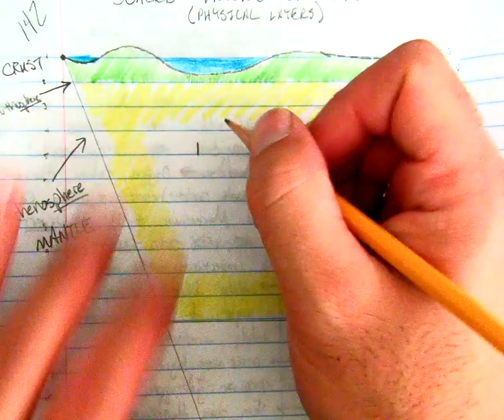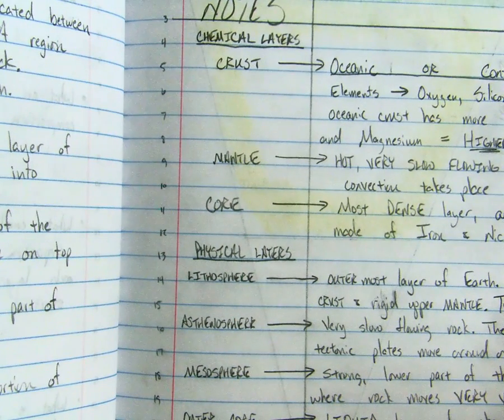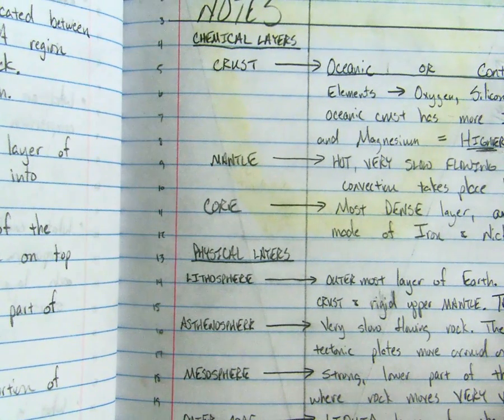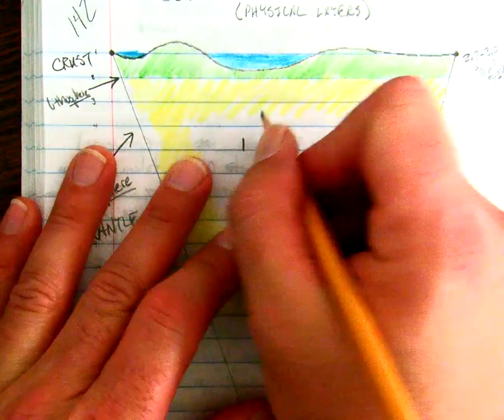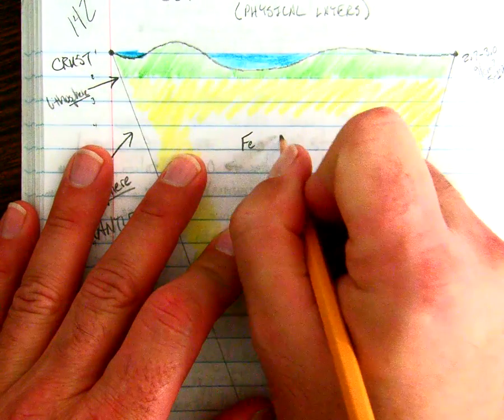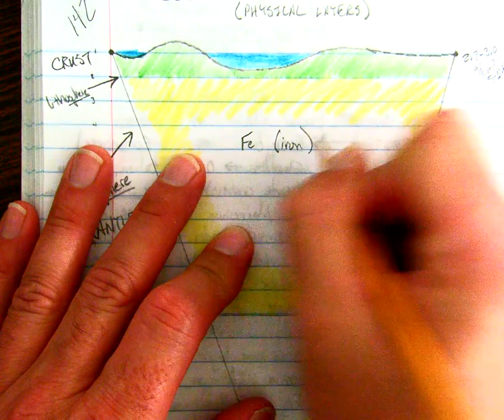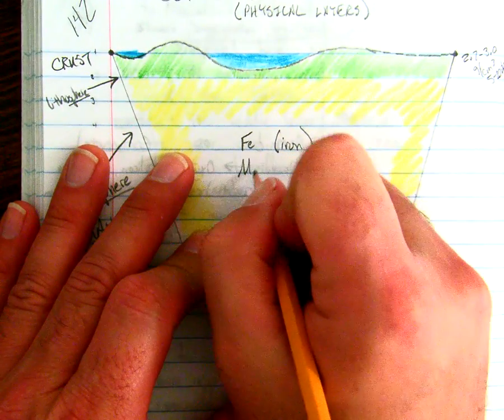And based on our notes, I'm going to flip back over here and show you on the notes from today. It's oxygen, silicon, and aluminum in the crust. When we get down into the mantle, it's going to contain some iron and some magnesium. So we're going to put Fe, of course that's iron, and then Mg.